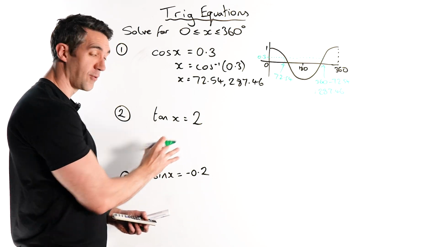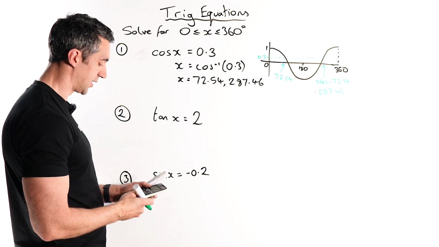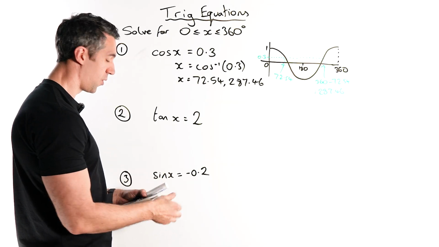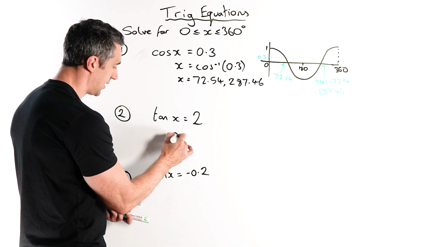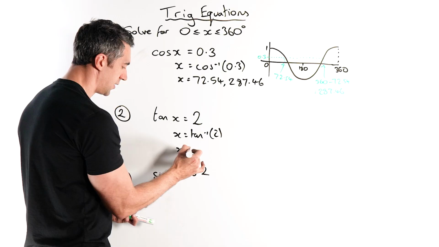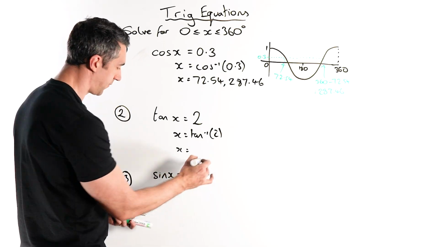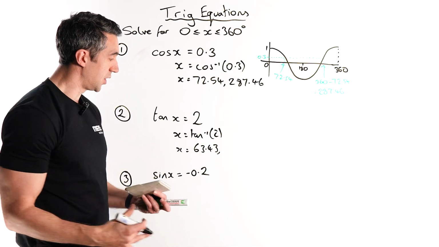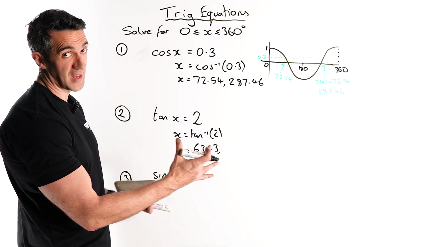Again, is in the correct form to type it into my calculator straight away. So I can go to my calculator and do inverse tan of 2 and find out what that value would be. So we have x equals inverse tan of 2. From our calculator, we get 63.43. So that's our first solution. So to find our next one, sketch ourselves a tan graph.